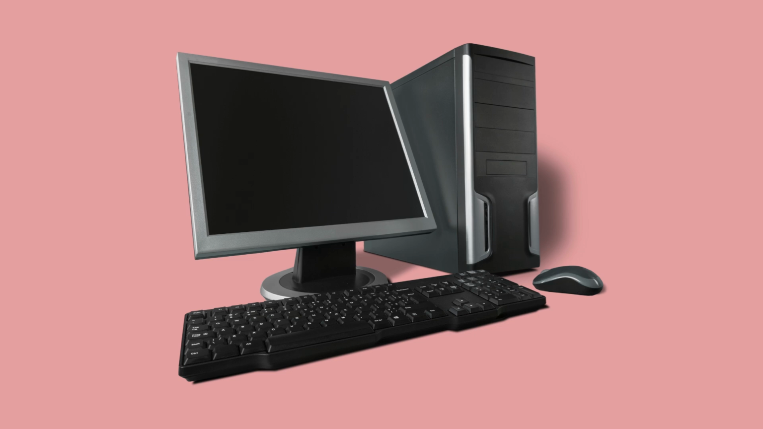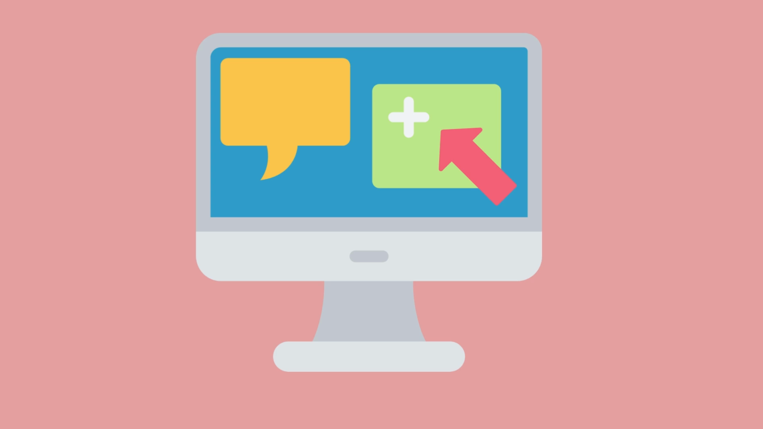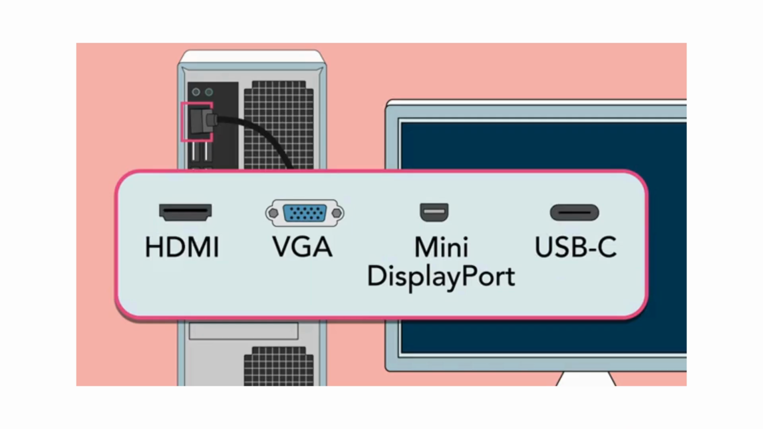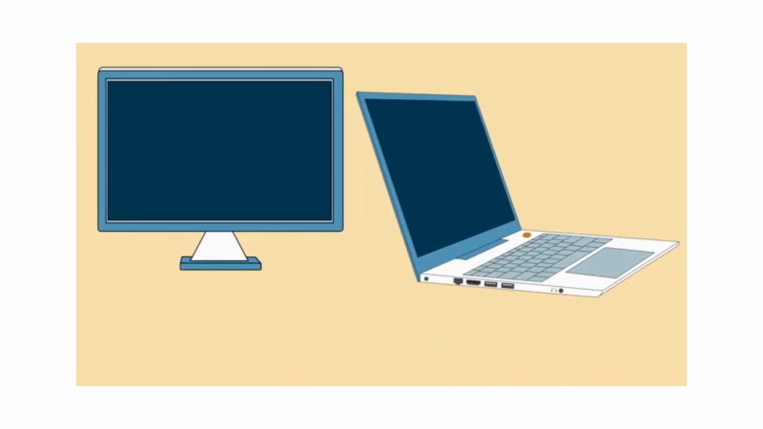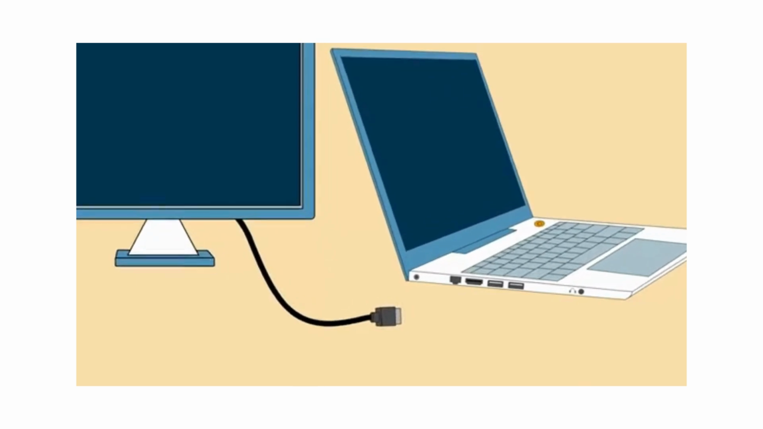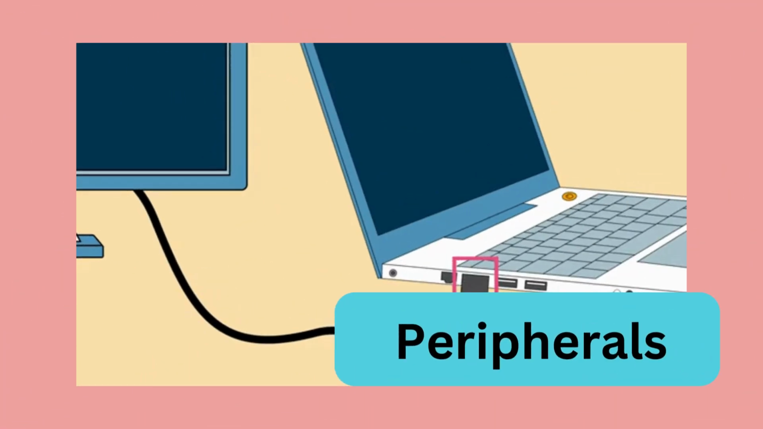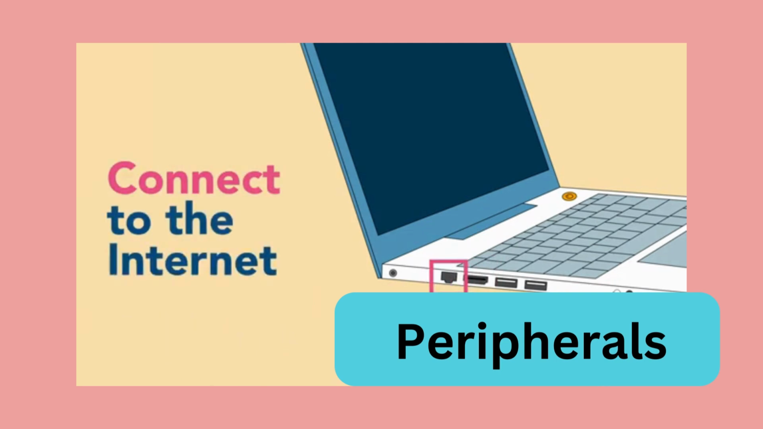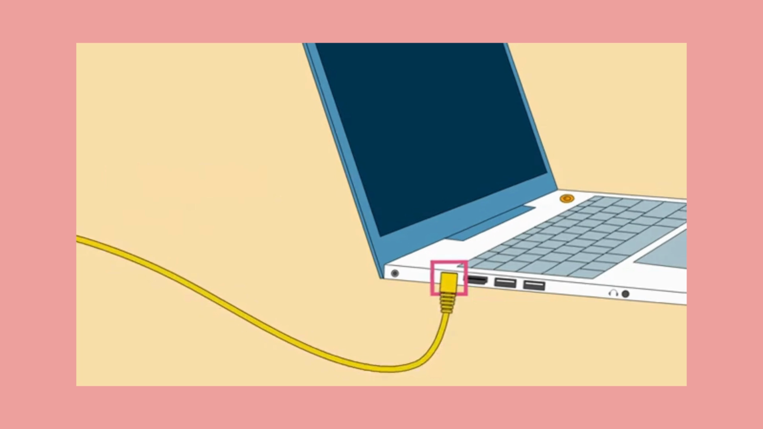The most basic computer setup usually includes the computer case, monitor, keyboard, and mouse. But you can plug many different types of devices into the extra ports on your computer. These devices are called peripherals. So let's take a look at some of the most common ones. Peripherals you can use with your computer.